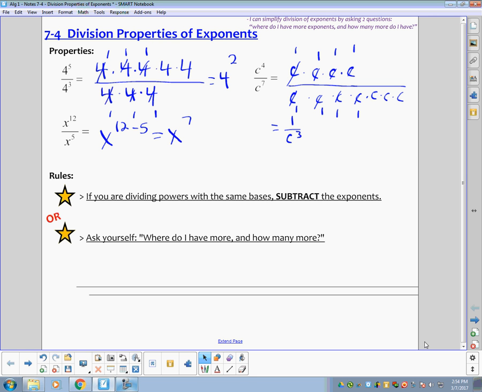Which one has more C's, top or bottom here? How many more? Okay, see how that works? So it's a canceling sort of rule. So let me let you write down the rule. Go ahead and do that right now. Both rules.